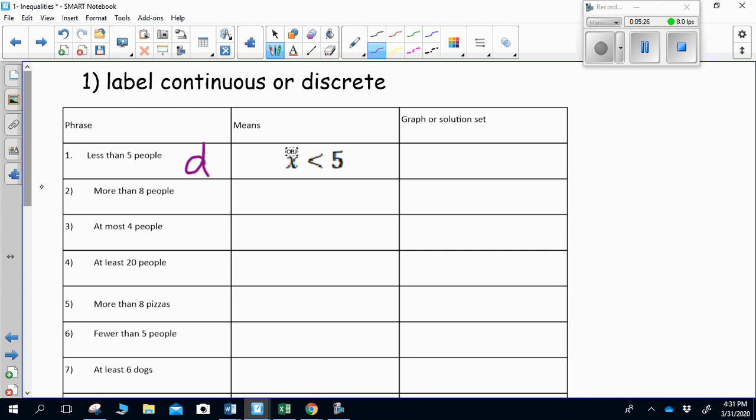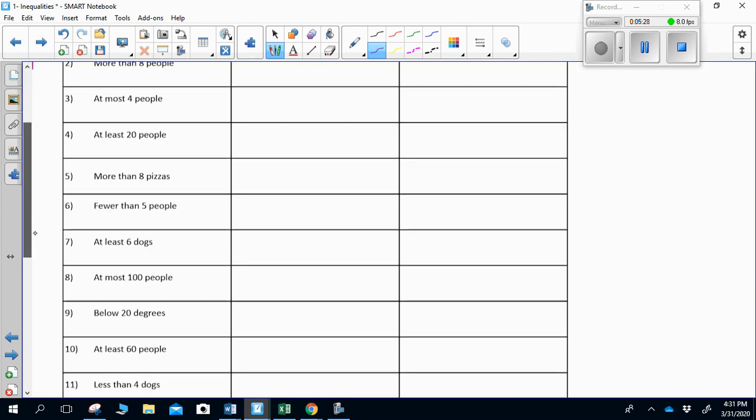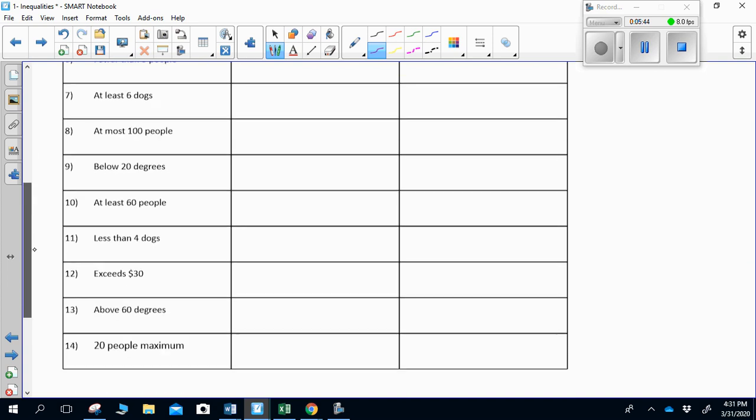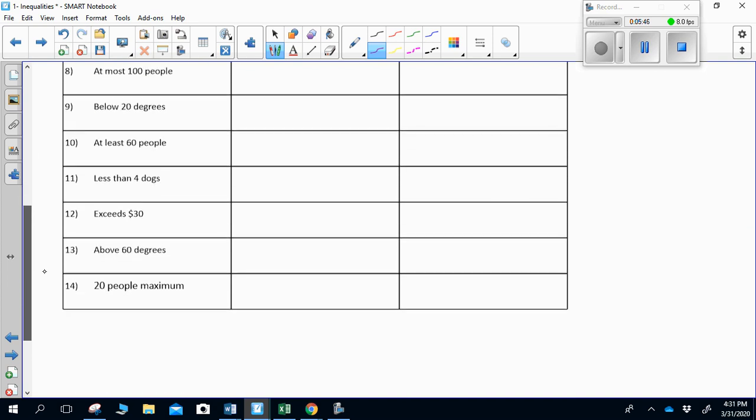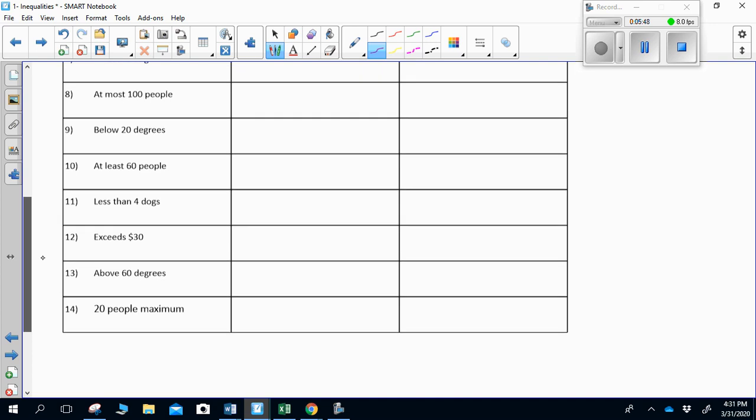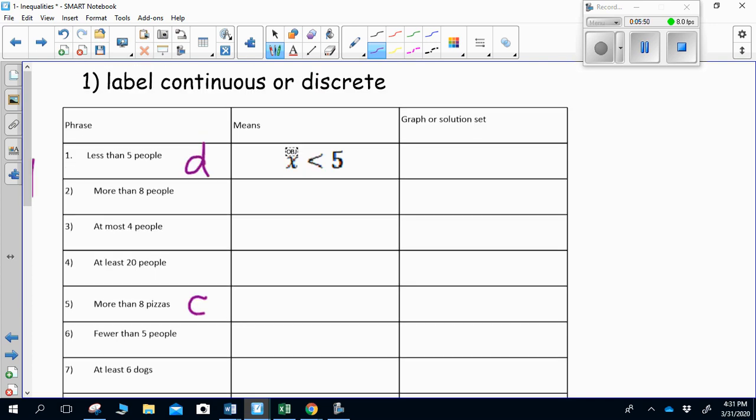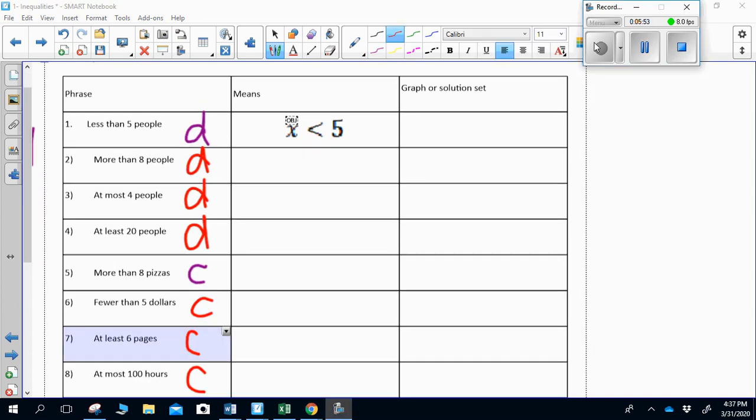All right, so I'm going to scroll down a little bit. But this example here, pizza, that could be continuous because I could have 1.5 pizzas, or not 8, it says 8, but 9.5 pizzas, 8 and 1/4 pizzas, and so forth. So that's continuous. So look through here and write either C or D for all of them, okay? And then pause and check and make sure you got them right.